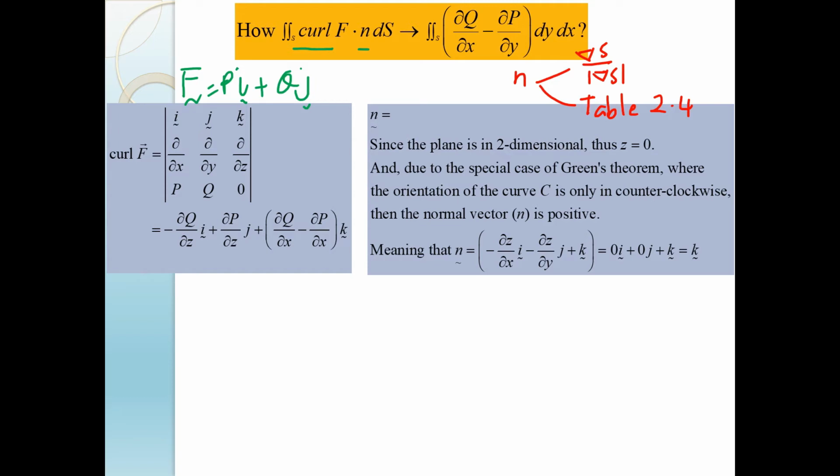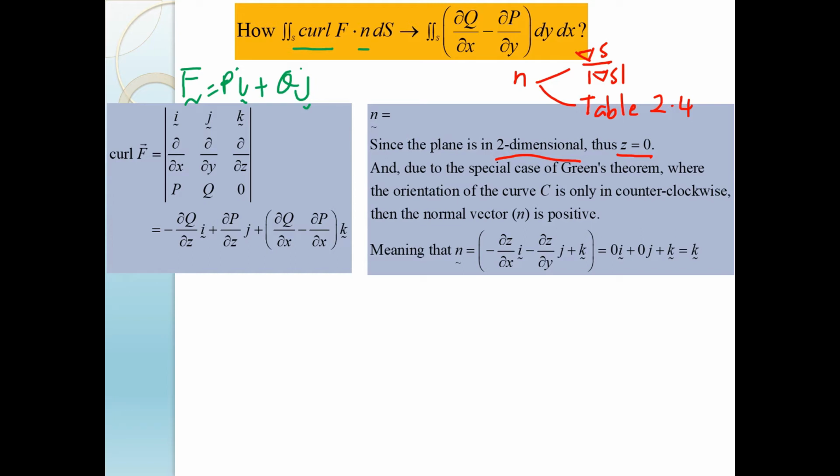So now, since the plane involved in Green's theorem is in two dimensions, we should understand that the equation of the plane is always z equal to 0. Because it's in two dimensions, we have any equation in terms of x and y, thus z is always equal to 0 in all cases.